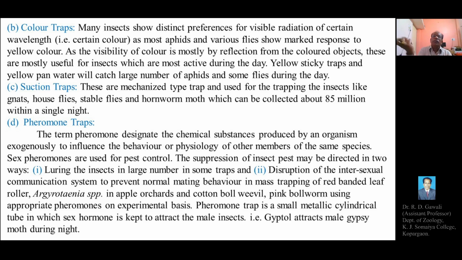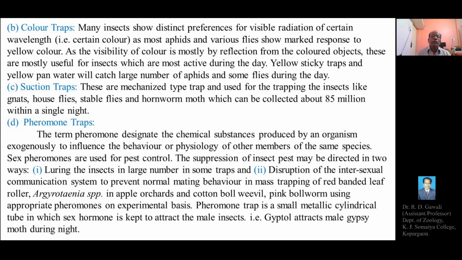So different types of insect pests can be caught by the suction traps during the night, and the number is about 85 million. 85 million means 850 lakh. 10 lakh is equivalent to 1 million. So 85 million means 85 into 10, that is 850 lakh insect pests of house flies, stable flies, hornworm moths or gnats. Such insect pests can be caught by a single suction trap in a night.